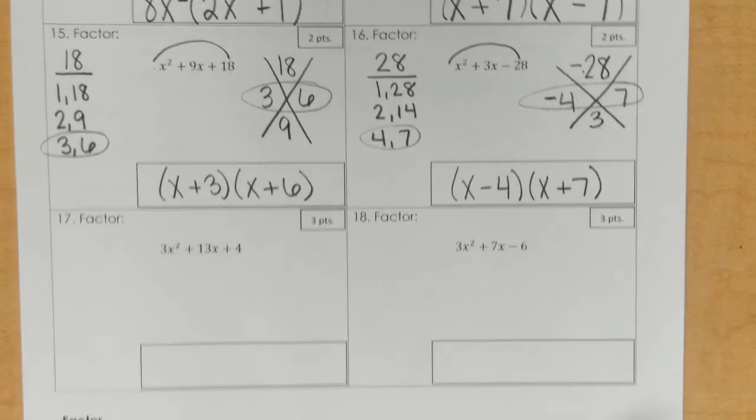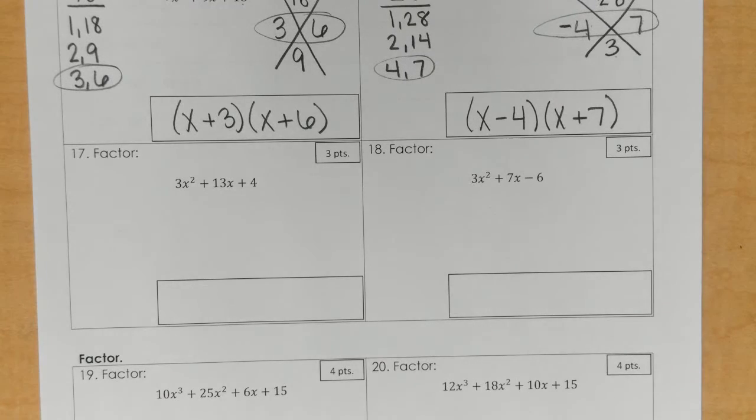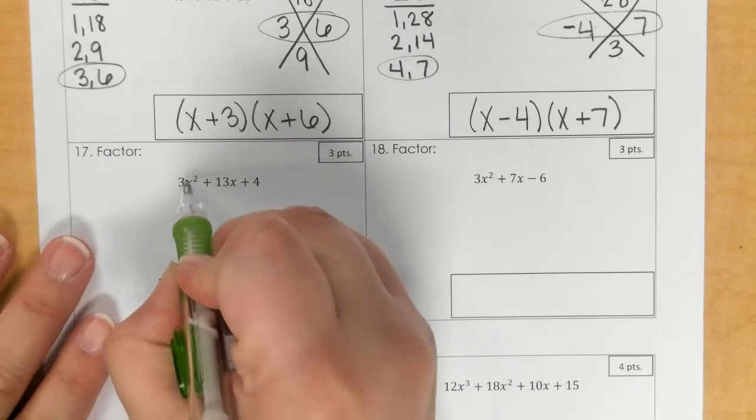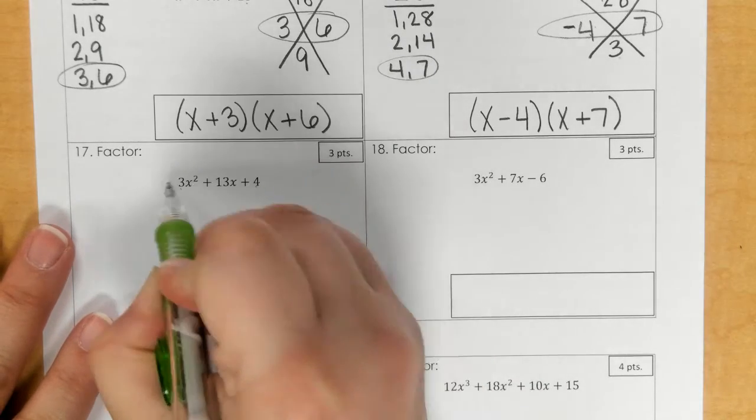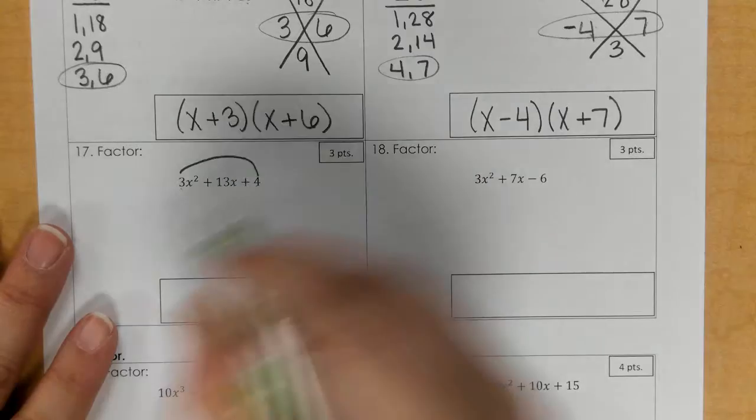Okay, now in 17 and 18, we have x factor with bottoms up. So I'm going to go with the first number times the last number. 3 times 4 is 12.